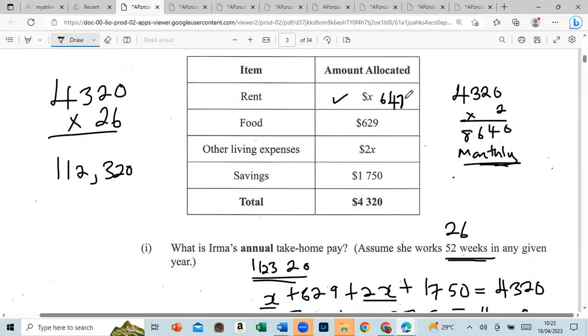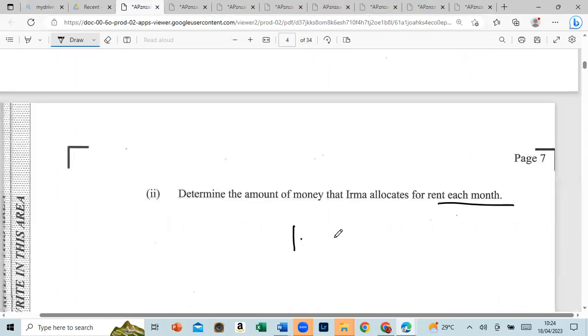In order to get the monthly, we have to double that. But let us write other living expenses. I know they're going to have something about that, so let me just put E. To get it, we need to multiply 647 by 2, and that gives us 1,294. Remember, all of this is for a fortnight. They ask us for monthly, so the rent monthly would be 1,294 each month.